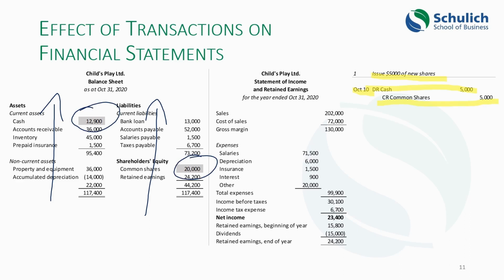If you recall, if you have a very good memory, you would have seen that in the previous slide, the original balance of cash was 7,900. So it's gone up by 5,000. The original balance in common shares was 15,000. It's gone up by 5,000.